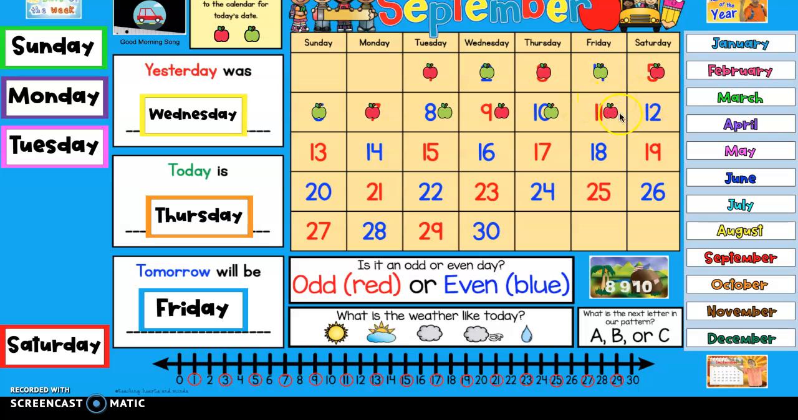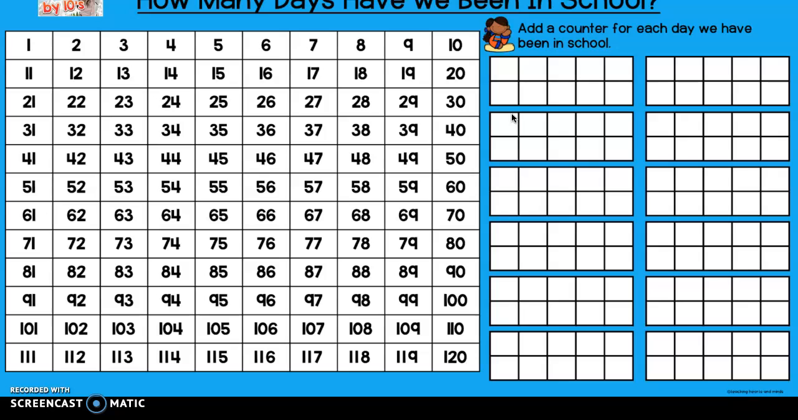Good job. So we have been in school. We started school here. So let's count how many days we've been in school. 1, 2, 3, 4. We've been in school for 4 days. Good. And that leads me to the next slide. How many days? What did we just say? How many days have we been in school? Let's count. 1, 2, 3, 4.